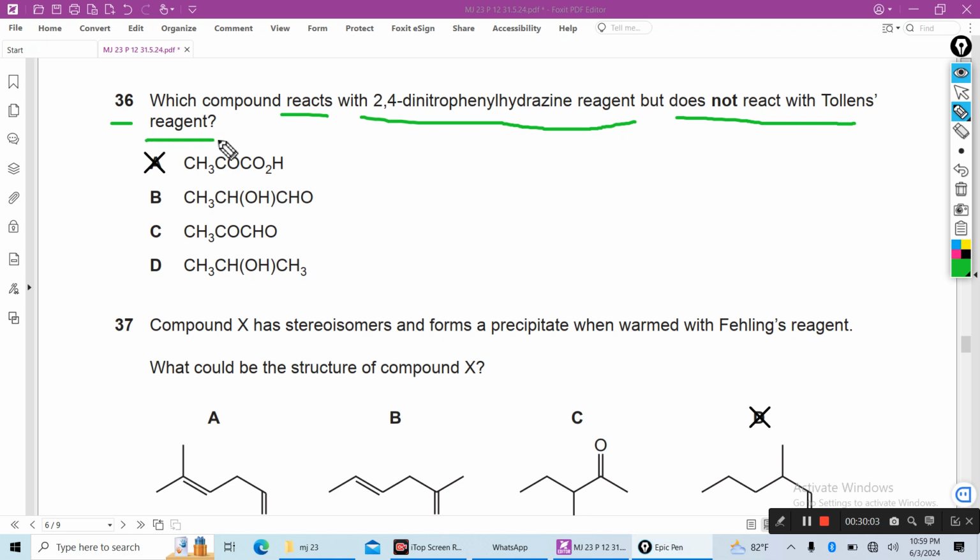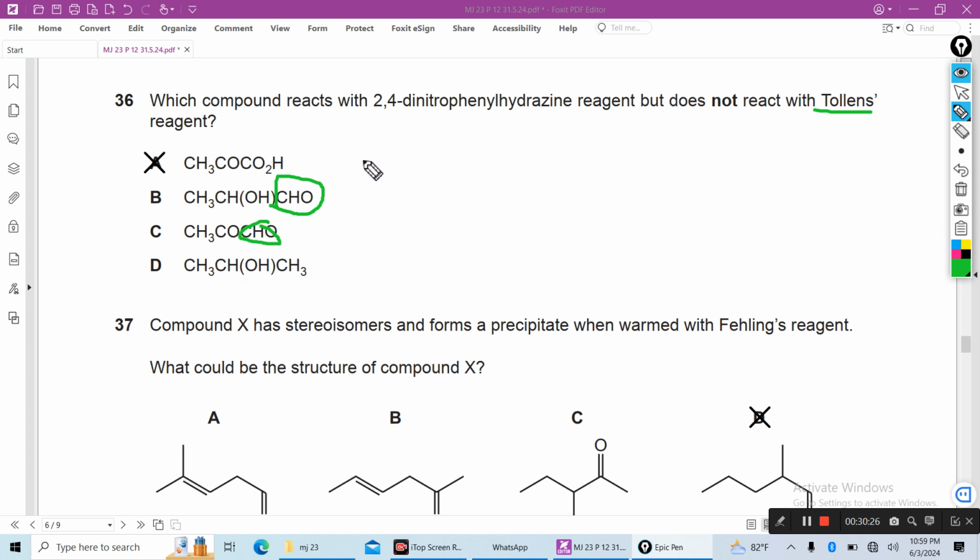And you know, ketone does not react with Tollens' reagent, aldehyde reacts with Tollens' reagent, so that compound will be a ketone. So B is wrong because an aldehyde group is present, it will react with Tollens' reagent. C is also wrong, aldehyde group.